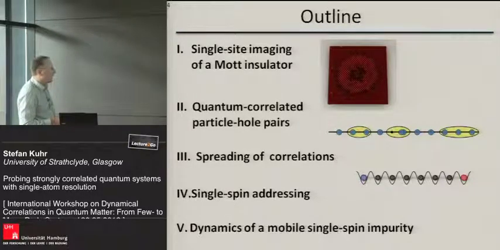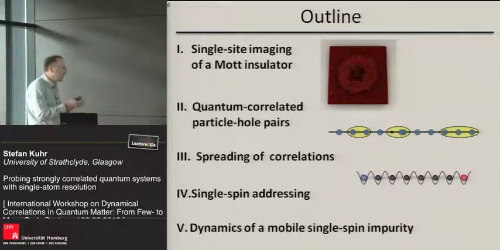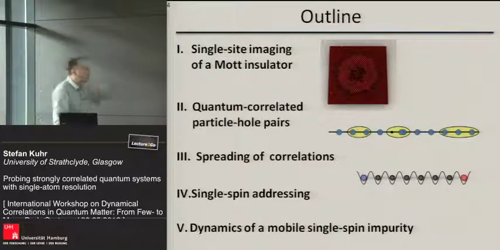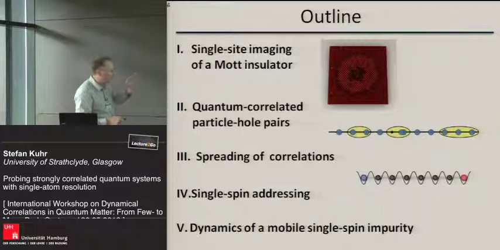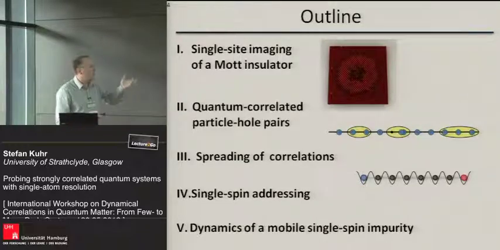And then from the mere observation of these systems, we will be doing something more active, which is to flip individual spins in the Mott insulator, and then we can not only flip the spins but also see the dynamics. In particular, I will present one of the latest results, which is the dynamics of a mobile single spin impurity, which we could track with this quantum gas microscope I will be showing to you in a second.